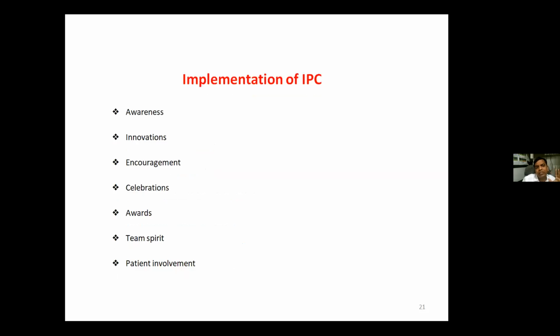Now for the implementation, everyone should be aware of the healthcare associated infections of that healthcare setting. We can put up a dashboard or a poster at the nursing counter, which is accessible to everyone, the doctors, nurses, technicians, about the incidence of healthcare associated infection and the prevalence of antimicrobial resistance, so that everyone is aware. We can also circulate a newsletter to all the clinicians and nurses to make them aware of the status of healthcare associated infection of that healthcare setup.